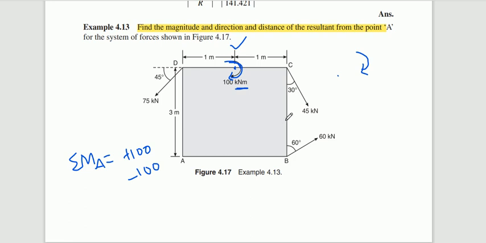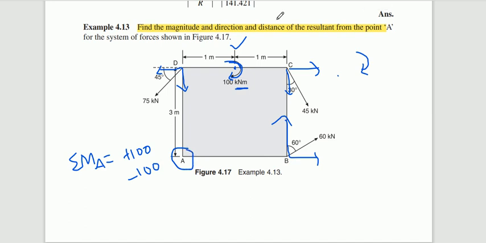Hope that this is similar to the previous problem. Just resolve it and find the components. This is what the components you can write like this, and you have to take the moment with respect to point A. Just tell me, the moment due to which forces is 0 about point A?